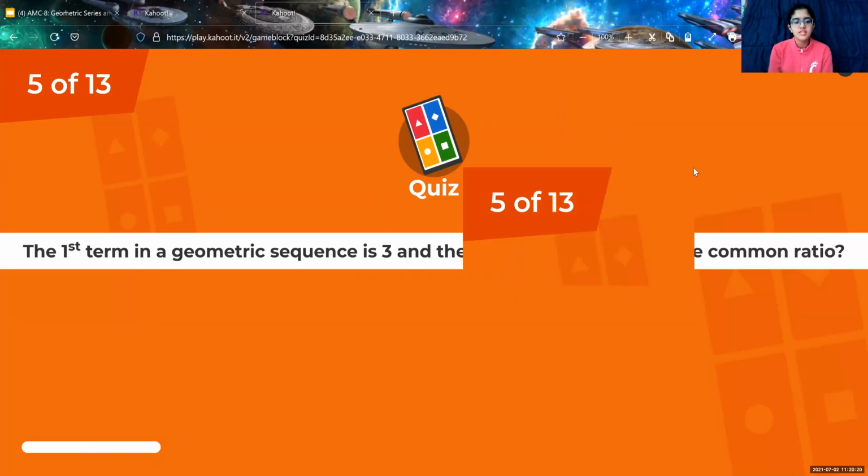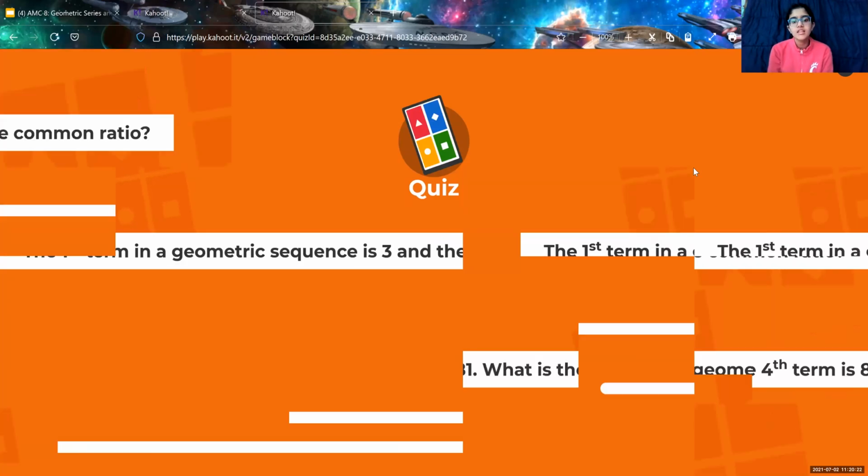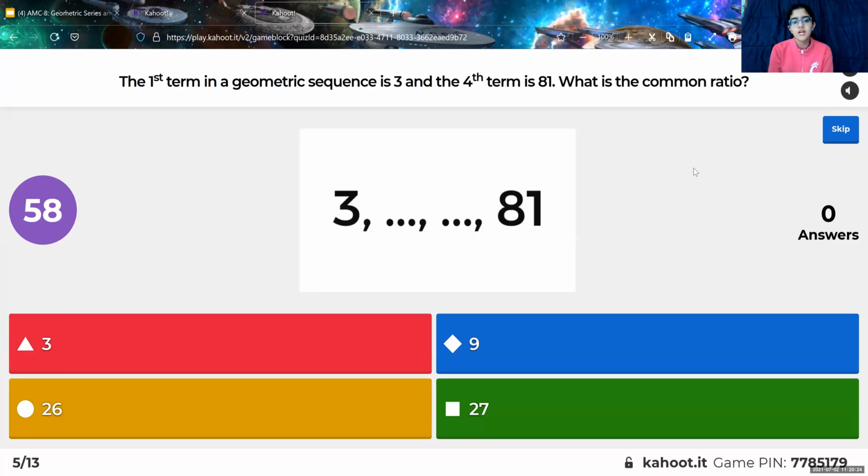Okay, so the first term in a geometric sequence is 3, and the fourth term is 81. What is the common ratio? So I'll give you guys some help. This would be 3 times r, right? This would be 3 multiplied by the common ratio. This would be 3 multiplied by the common ratio squared. And this would be 3 multiplied by the common ratio cubed, right?